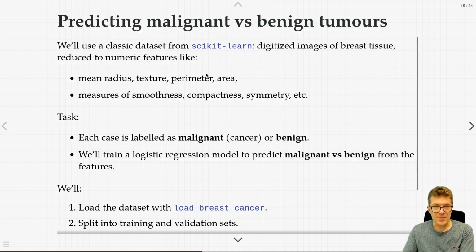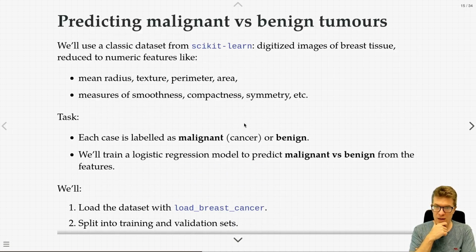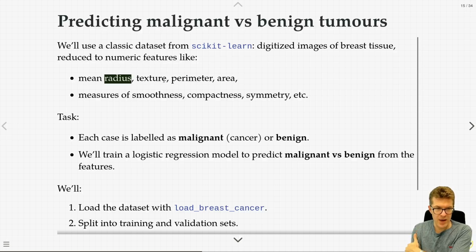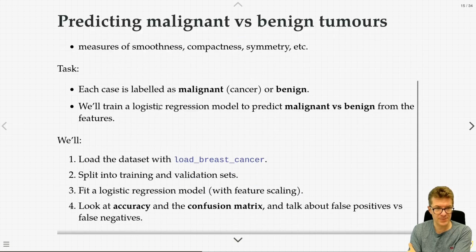Let's take some examples. The first example will be trying to detect whether a tumor is malignant, that is to say cancerous, or benign, not cancerous, in breast tissue. This comes from scikit-learn. There are tons of features. This is a table, there's no imaging here. It's things like mean radius, texture, perimeter, area. These are all factors that matter to a breast cancer prediction. We'll also have measures of smoothness and compactness. We have a lot of features.